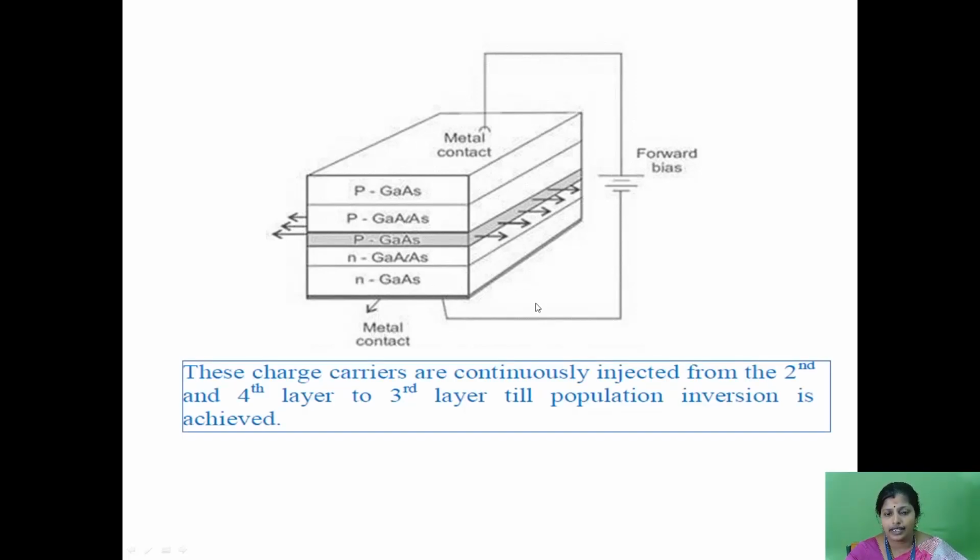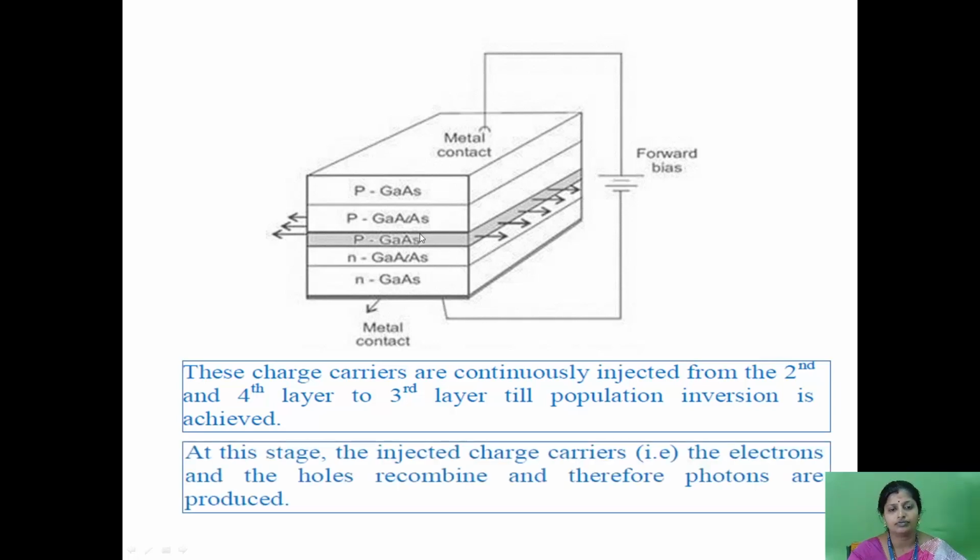The charge carriers are continuously injected. On the positive P side, holes are induced, and on the other side, electrons are induced. Both charge carriers are injected into the P gallium arsenide layer and the N gallium aluminum arsenide layer. In between the third and fourth layers, recombination of electrons and holes occurs, population inversion is achieved, and pumping action occurs. With N2 greater than N1, through the stimulated emission process, laser beams are produced.